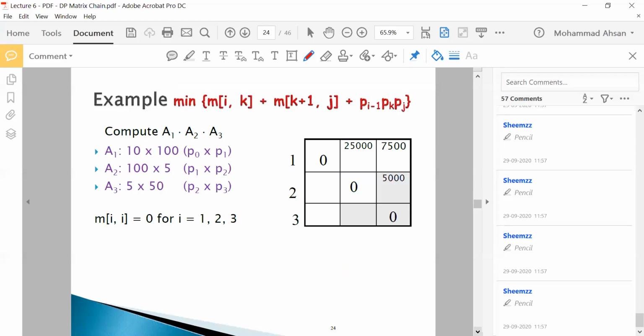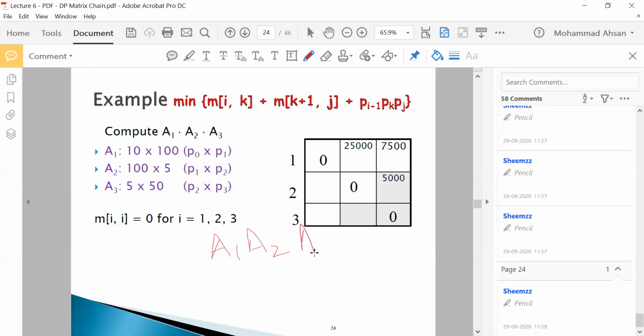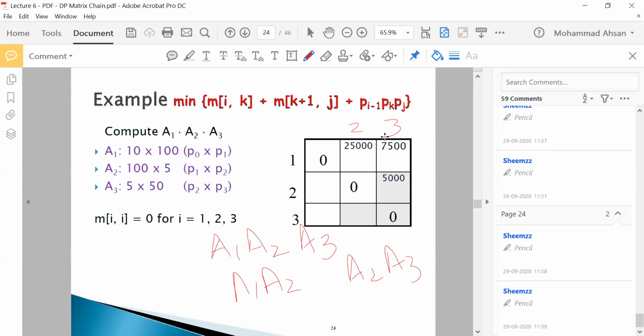So if you have these 3 matrices and you have to order, this is a short chain. You have 1, 2, and 3. So you have to calculate A1, A2, A3, right? Chain of length 1 is A1, A2, A3 separately. Chain of length 2 is A1,2 and A2,3. So A1,2 is this. A2,3 is this. Okay. Once you get these two, you can decide what goes here.